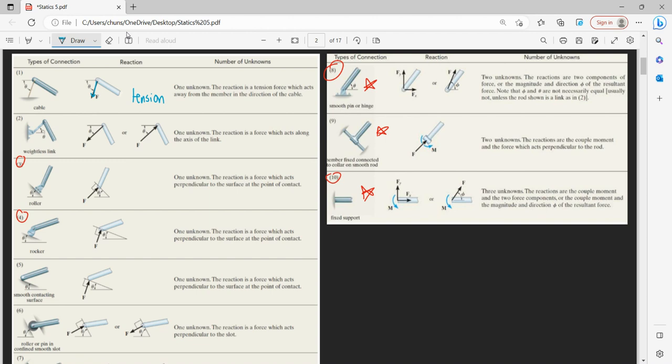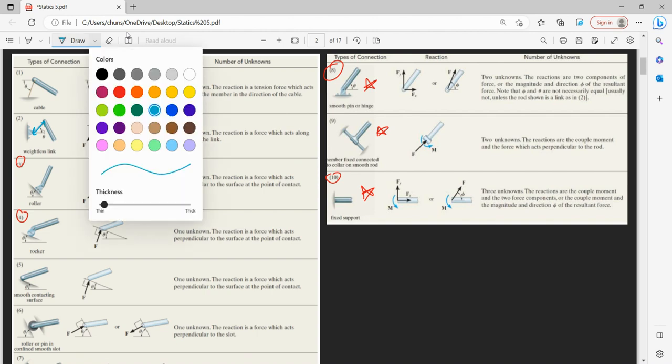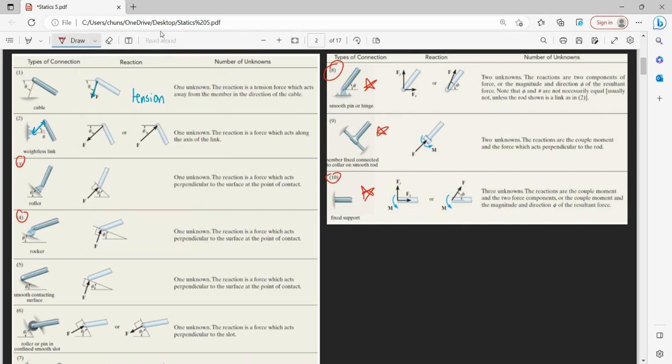Okay, if you have a weightless link, so that looks like a pin with a link attached to our body, then this can be either in tension or in compression, but there's just one force acting along the link either way. I can use red to make it easier to see.